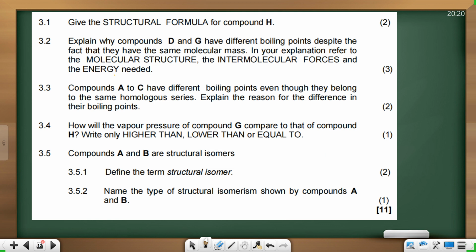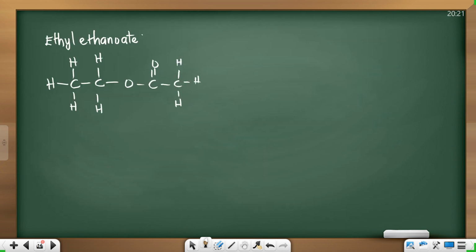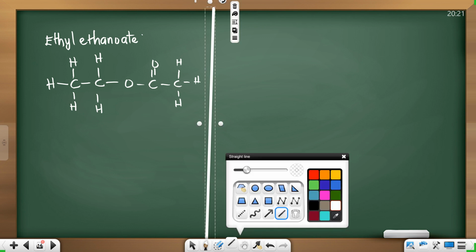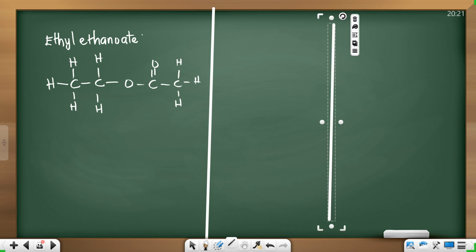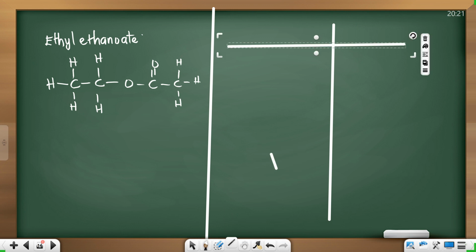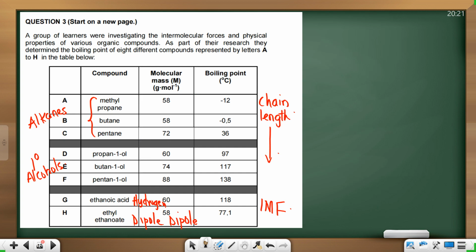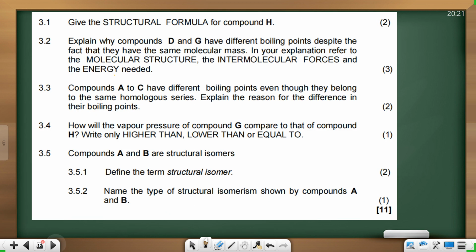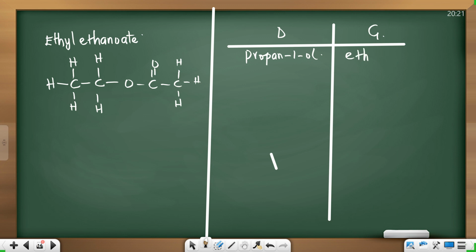Okay. All right, just a second. Just want to put your answer down. So we're looking at D and G, right? D and G. All right. What is our D? Which one is our D? Propanol. Yeah. And which one is our G? Ethanoic acid. All right. So what did you say? Point 1.